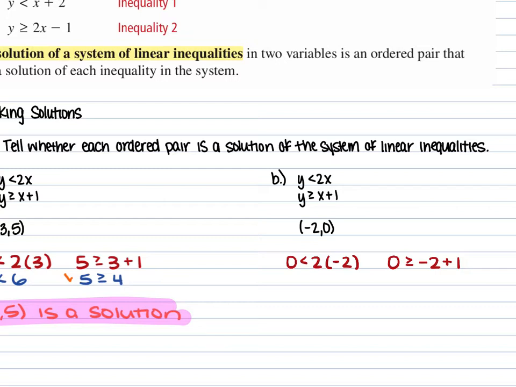For the top equation, 2 times -2 is -4. So 0 is less than -4. For the bottom equation, -2 plus 1 is -1, so 0 is greater than or equal to -1. The first inequality is incorrect, however, the second is true. Because the first inequality is incorrect, -2, 0 is not a solution.